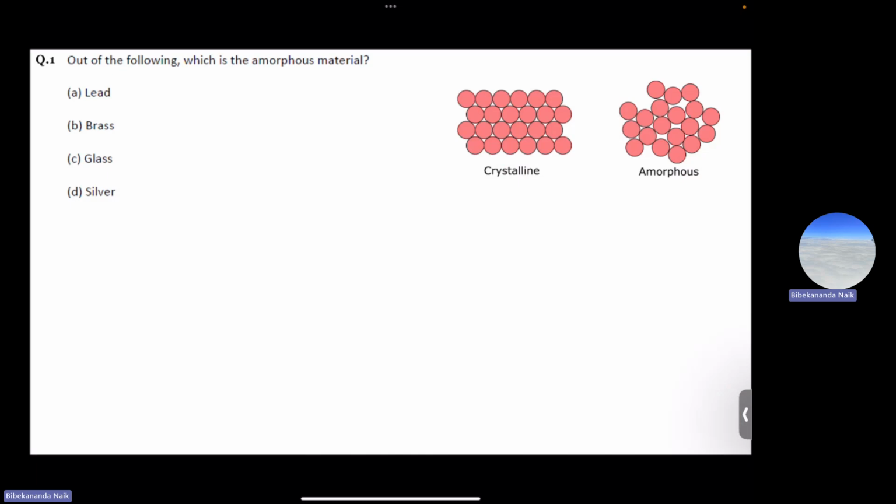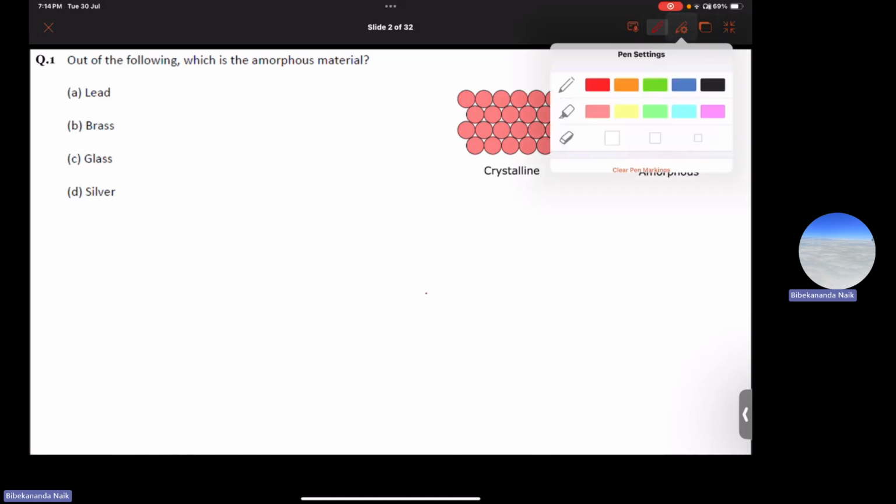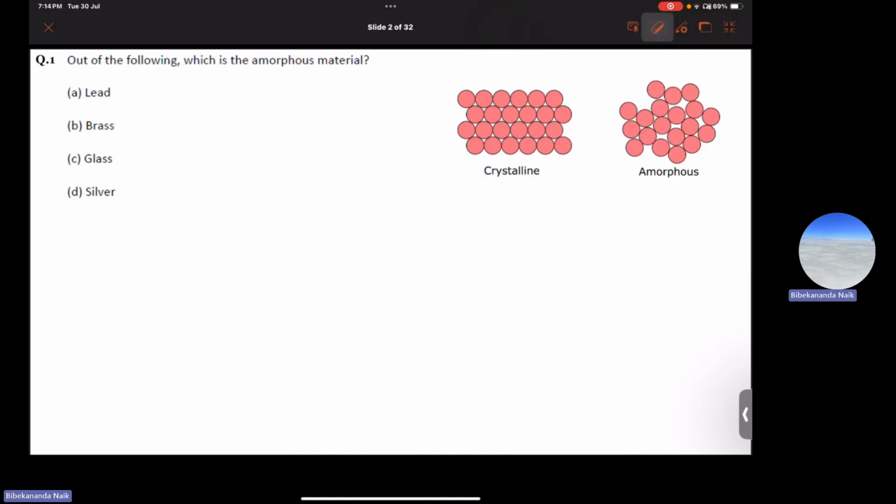This week was mainly about the introduction to the course, the structure of the atom, and an introduction to solids. There are types of solids, mainly amorphous and crystalline. The first question says, out of the following, which is the amorphous material? We know that according to the arrangement of the atoms, materials are classified into two types. One is crystalline, another is amorphous.